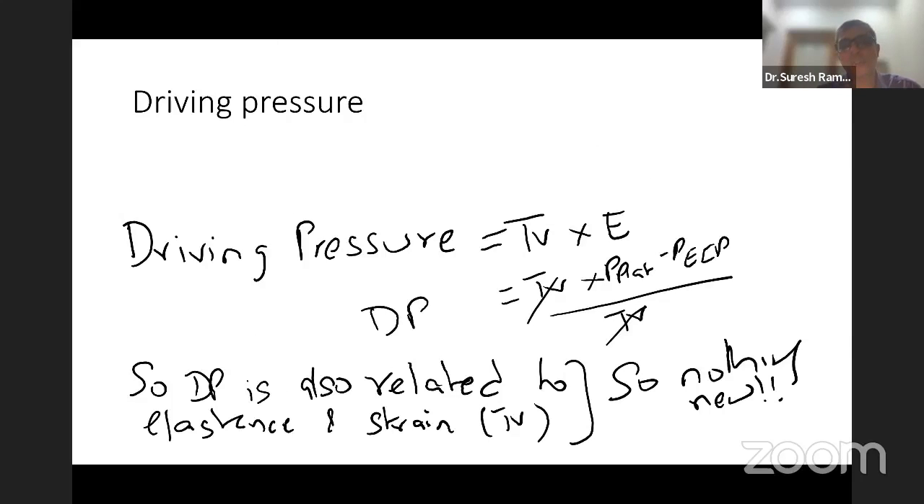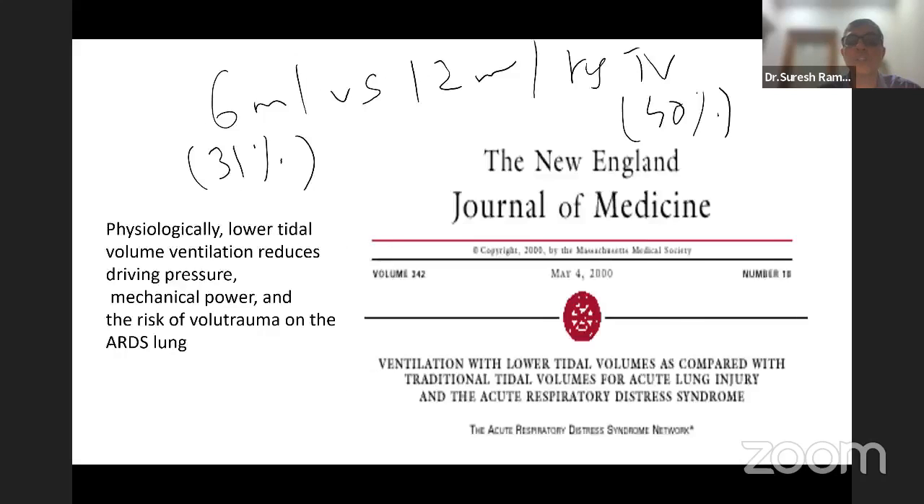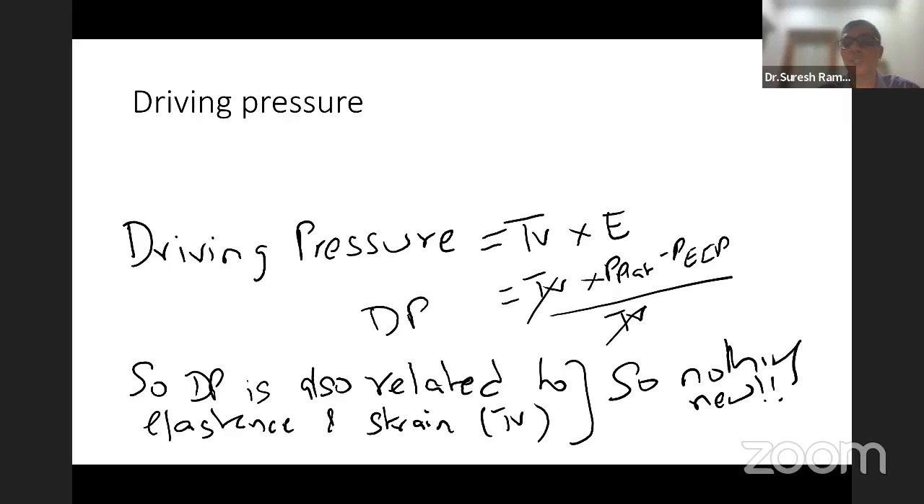So let's look at driving pressure. Driving pressure is nothing but tidal volume times elastance. And elastance is equal to tidal volume times plateau pressure minus PEEP, divided by tidal volume again. So once you cancel the tidal volume, you're left with plateau pressure minus PEEP. So driving pressure is also related to elastance and strain, which is what we had shown in this diagram. It's the same equation: stress is equal to elastance times strain. So driving pressure boils down to the same thing, plateau minus PEEP, and is related to elastance and the tidal volume. The only thing is it's not relative to the FRC. So you are basically getting nothing new.